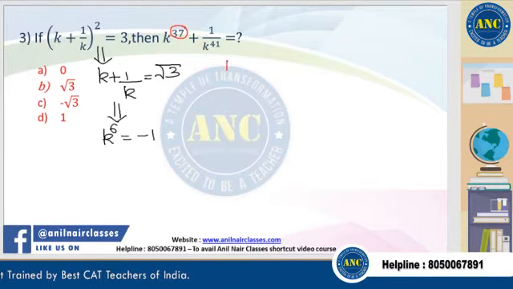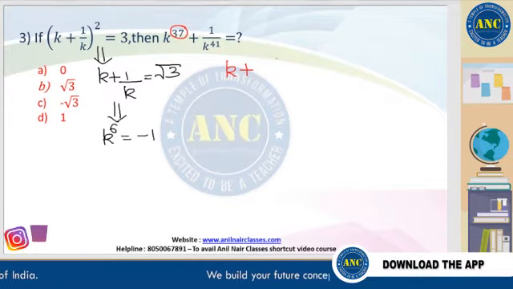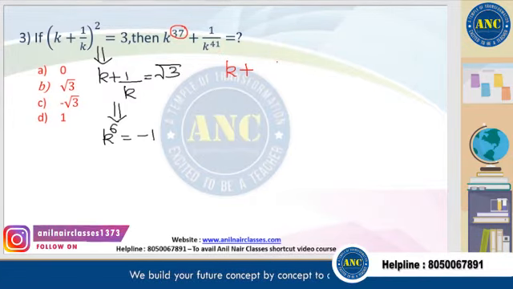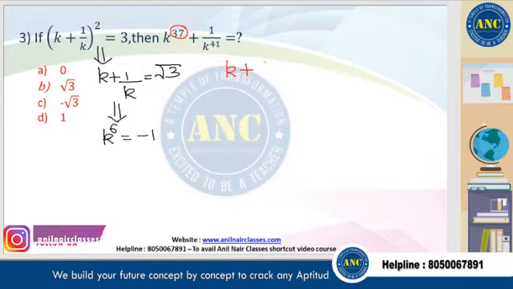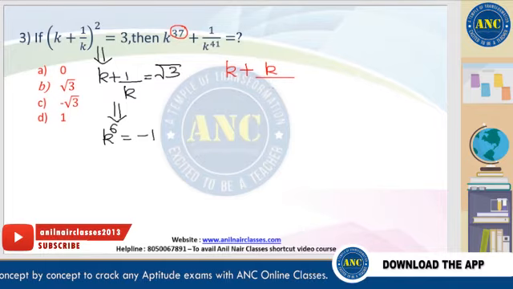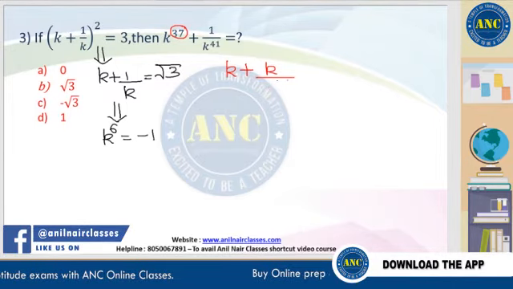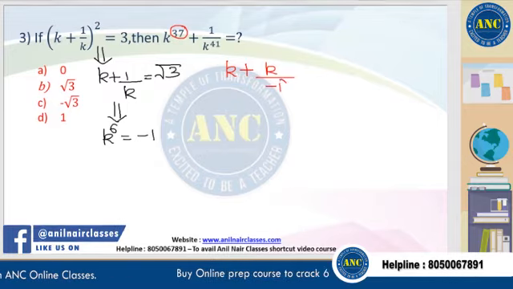K power 1, it is k, plus 1 divided by k power 41. I can say 1 divided by k power 41 is k divided by k power 42. K power 42 is an odd multiple of 6, so the value is minus 1.